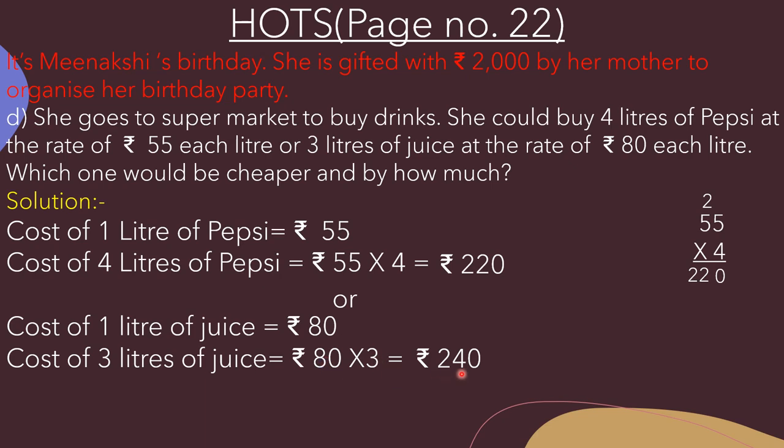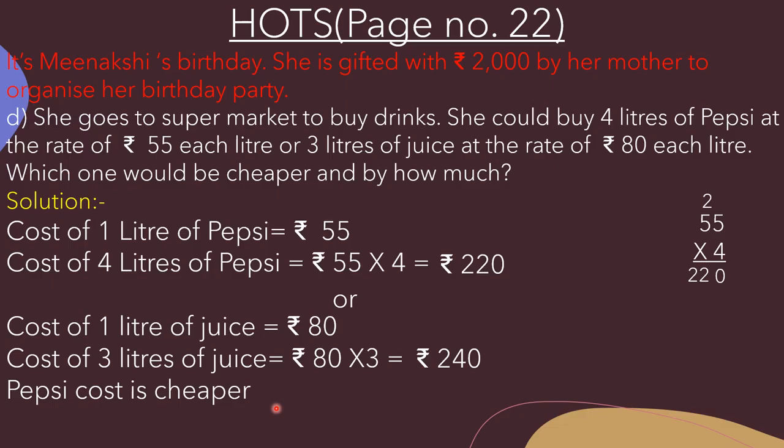So what is the answer? 240. Now you can see, beta, Pepsi cost is rupees 220 and juice cost is rupees 240. So which one is cheaper? That is Pepsi. So Pepsi cost is cheaper.